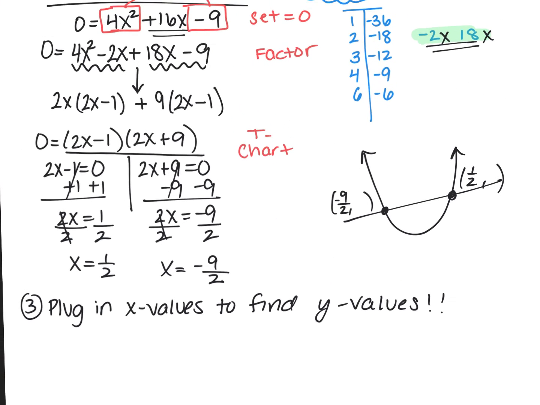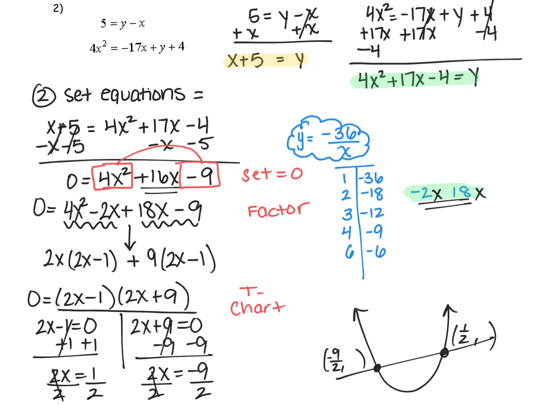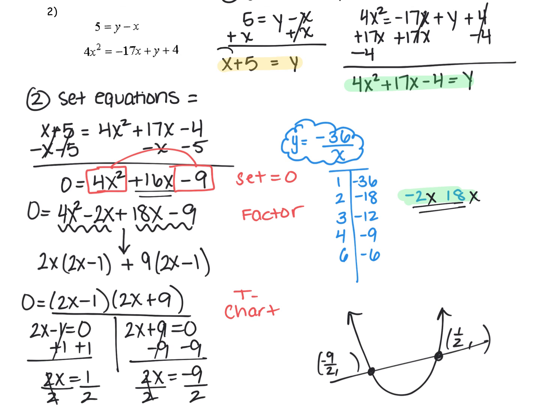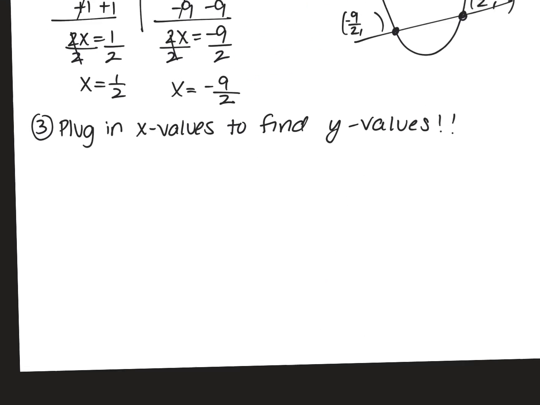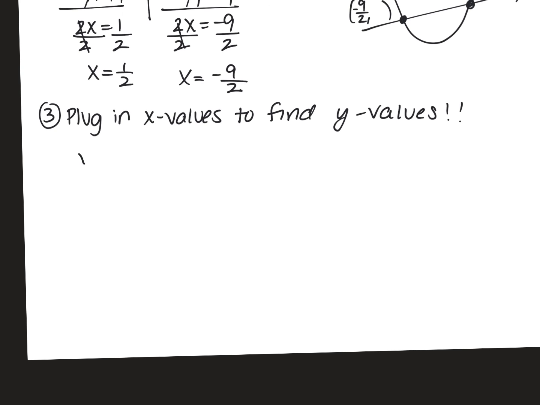If we go all the way back up to the top, here is our line. I think this one's a little bit easier. y equals x plus 5. So we've got y equals x plus 5 over here, and y equals x plus 5 over here. We're going to plug in this value for x, and then this value for x, and we'll find our corresponding y values. So y equals 1/2 plus 5.